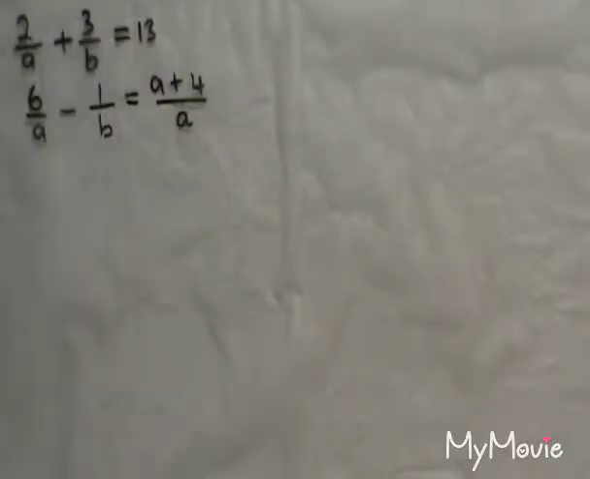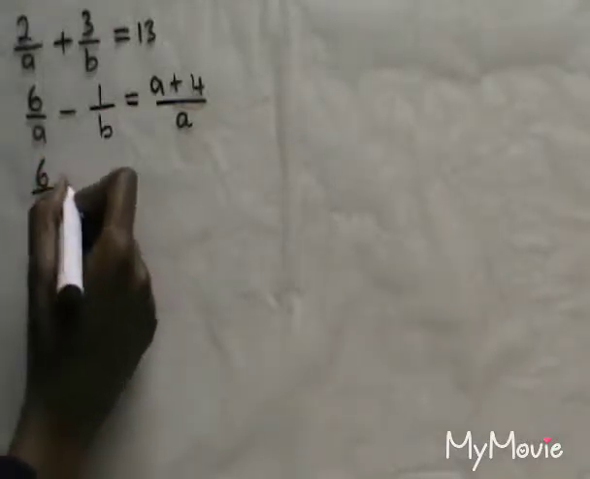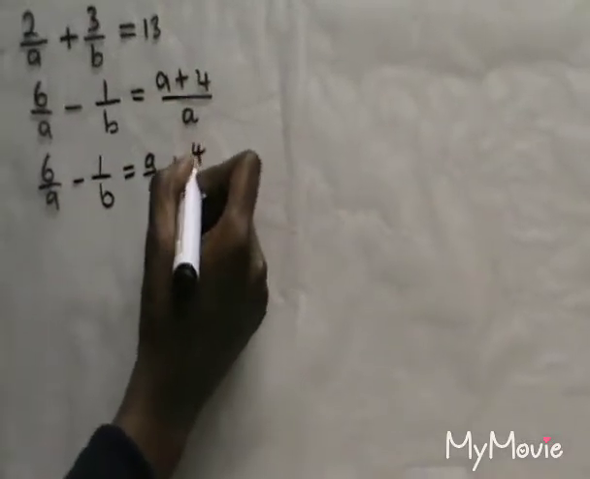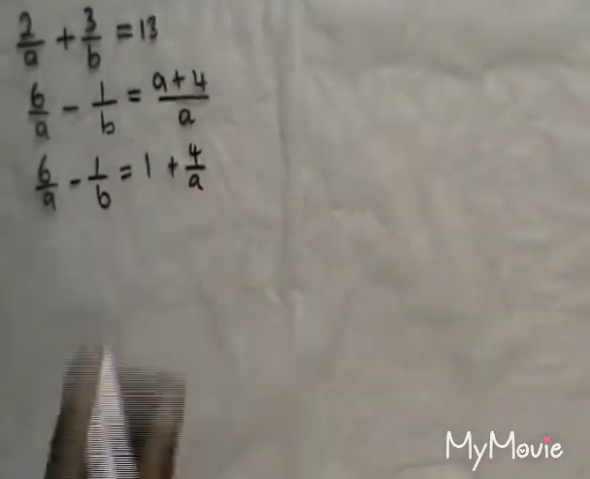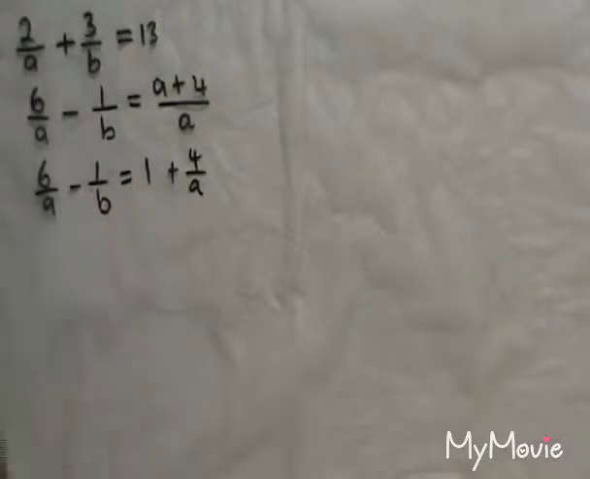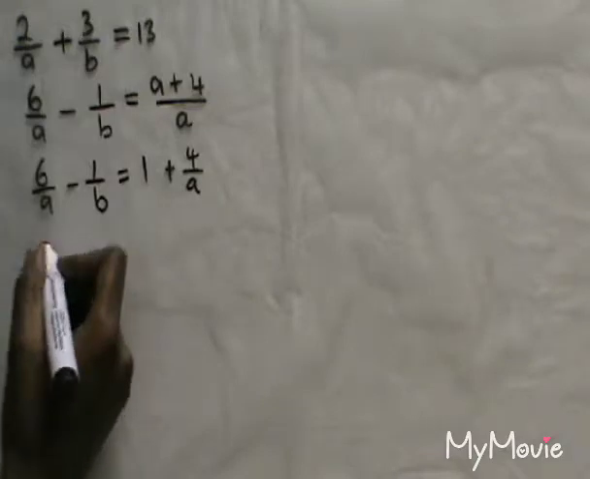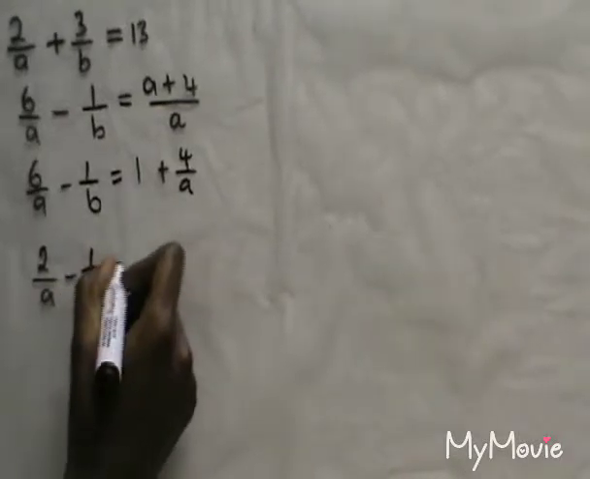Now this one here is a fraction. The denominator is A, so I can break it up into two separate fractions. If I do that, I will have 6 over A minus 1 over B equals A over A plus 4 over A. And we know that A over A is just equal to 1. So this 4 over A, I could bring over to the other side and rewrite this equation as 2 over A minus 1 over B, and this is equal to 1.